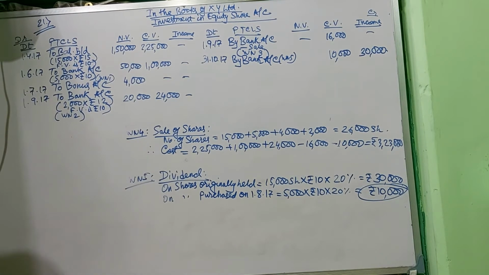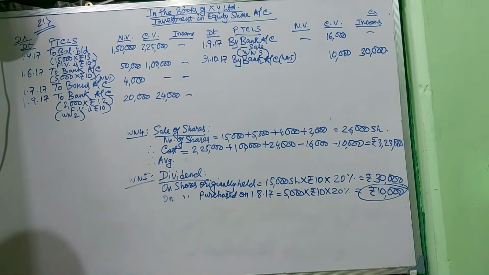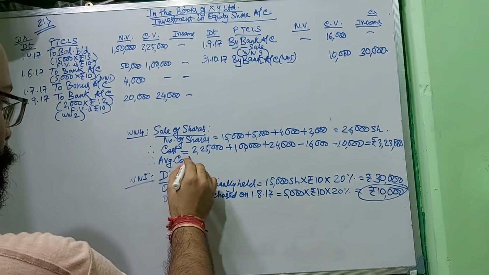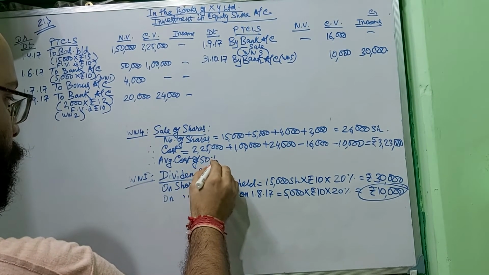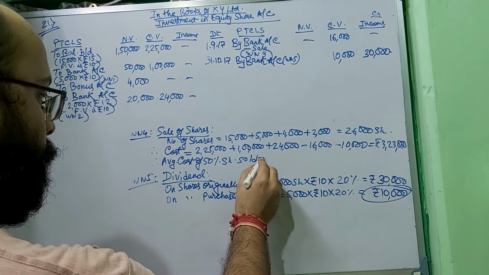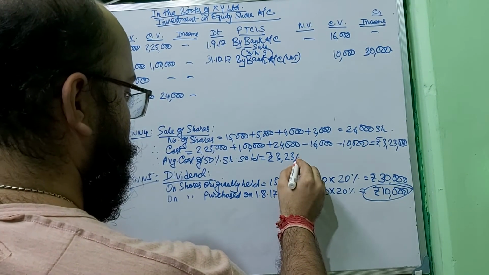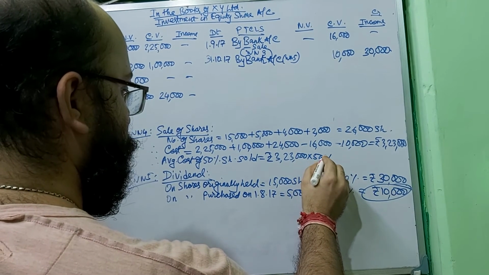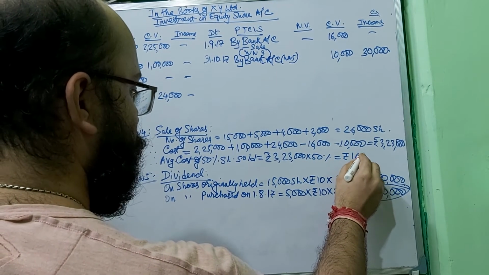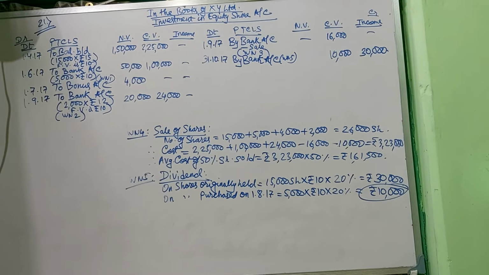Now 50%, half, as had been given in point number 3, sold half of its shareholding on 1/1/18. So therefore, the average cost of 50% shares sold is equal to rupees 3,23,000 into 50%, 1,61,500. It is 1,61,500. Okay.